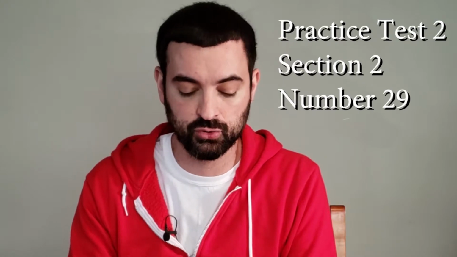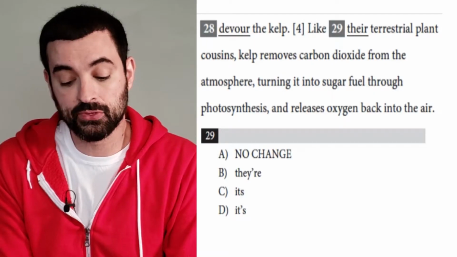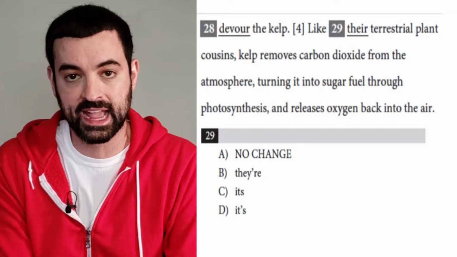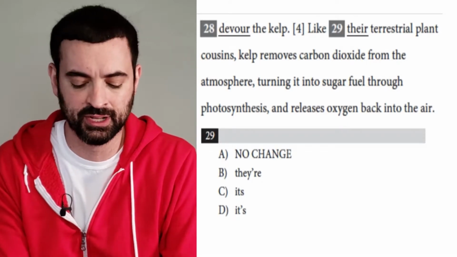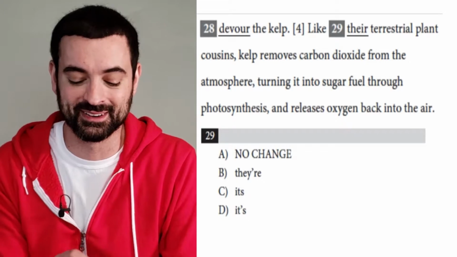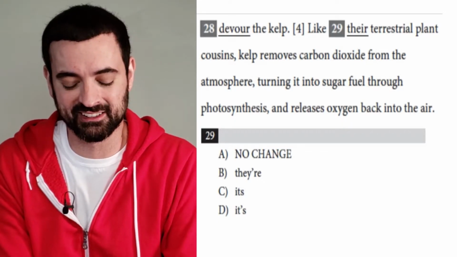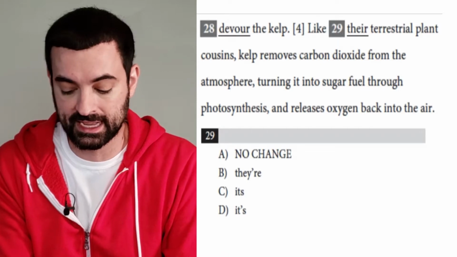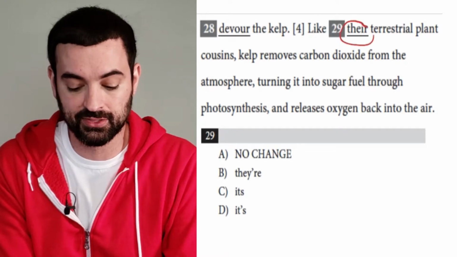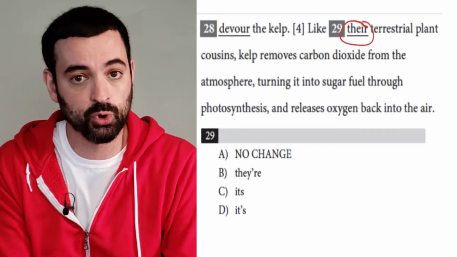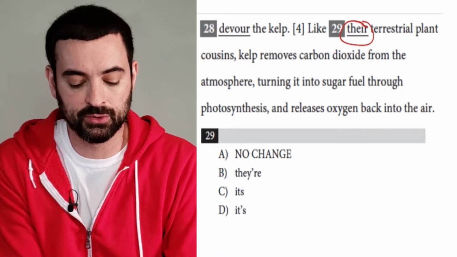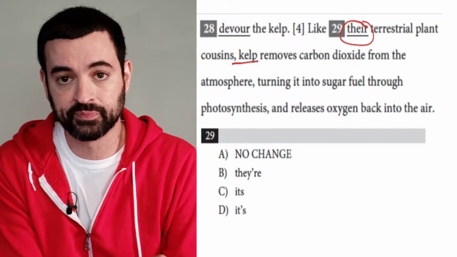Here's another one. This is Test 2, Section 2, number 29. Like their terrestrial plant cousins, kelp removes carbon dioxide from the atmosphere. We've got a modifier going here. This might even be on a modifier video, but it's an important pronoun lesson. So like whose terrestrial plant cousins? That's what we're asking. Who are we talking about here? Who are they in this case? Well, we're talking about kelp.